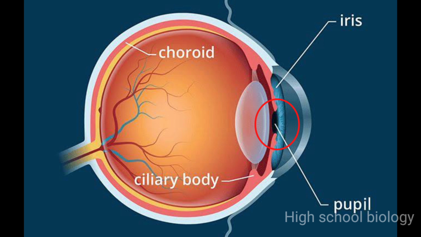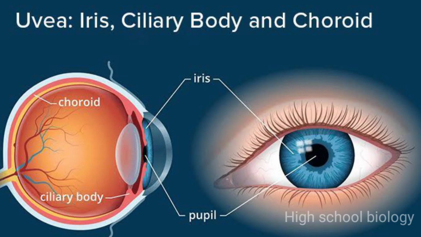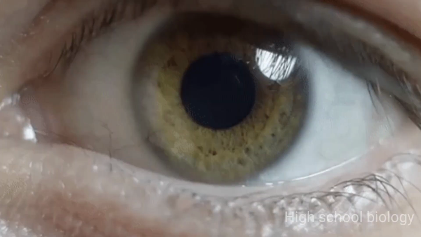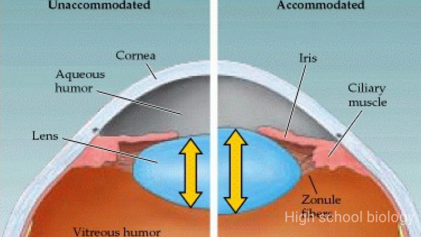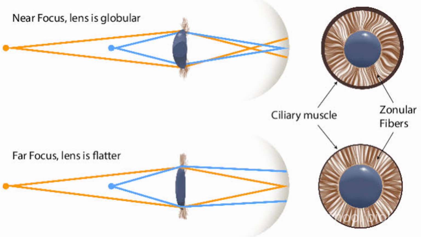The pupil is a black dot at the center of the eye, an opening through which light can enter the eye. The iris uses muscles to change the size of the pupil. These muscles can control the amount of light entering the eye by making the pupil larger or smaller.